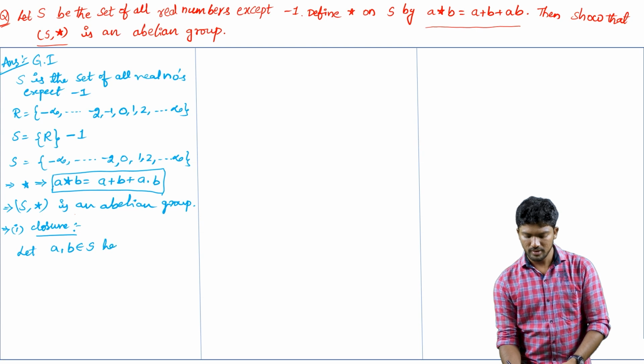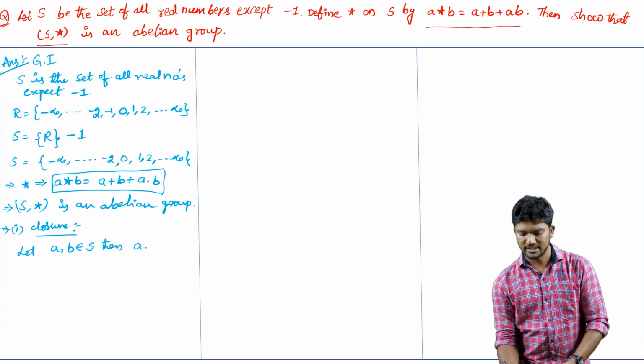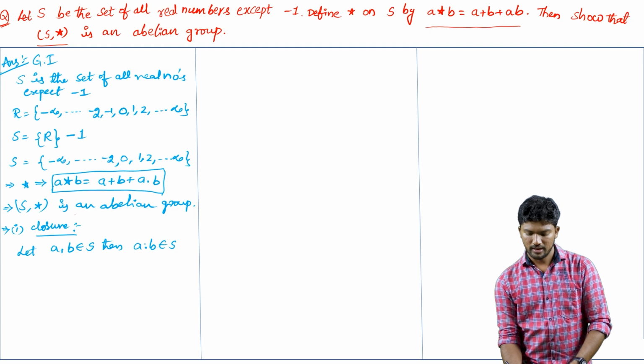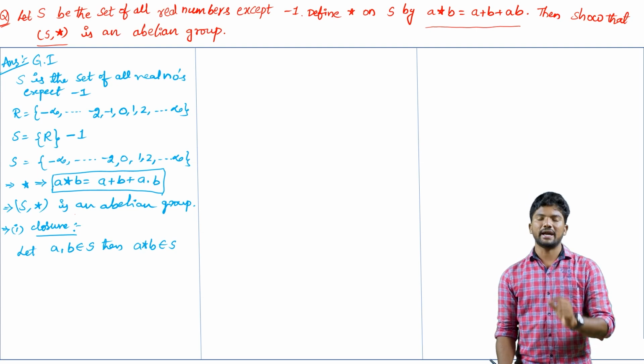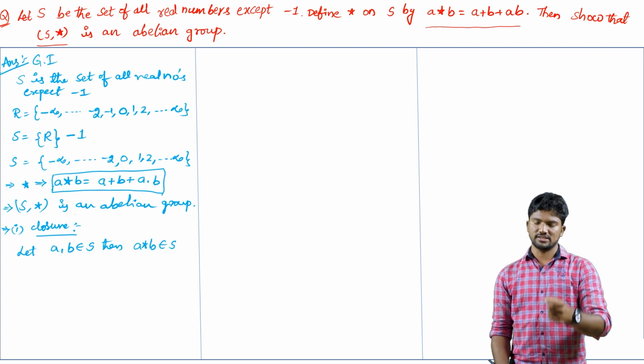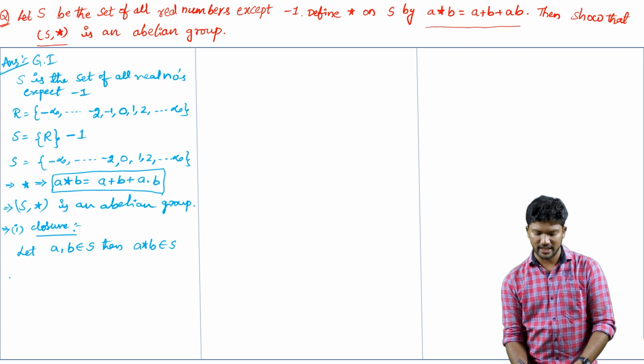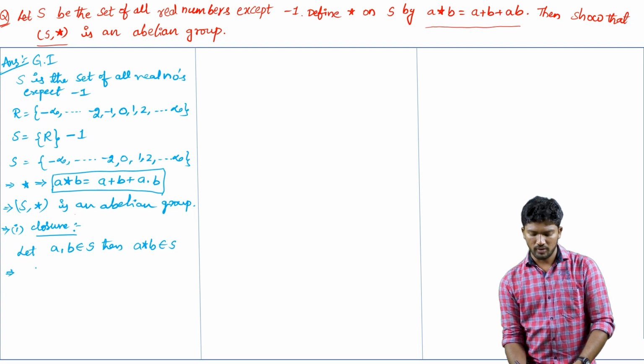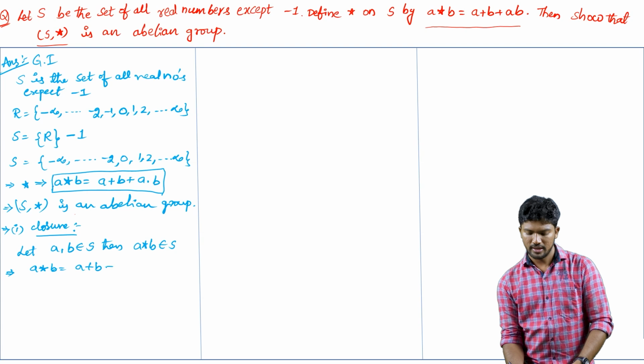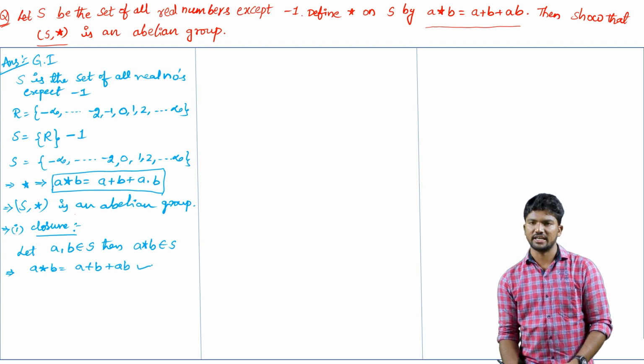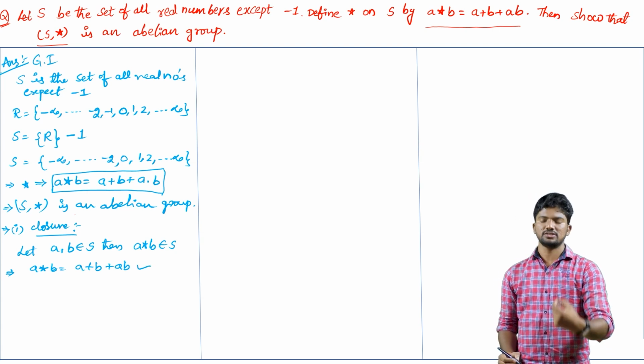Then their multiplication A into B also belongs to S. Here multiplication is nothing but the binary operation. A star B also belongs to S. This is the condition. Now I am writing what A star B is. A star B is equal to A plus B plus AB. This also belongs to capital S.